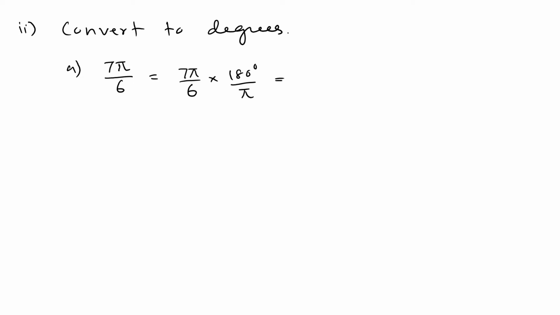Now we can do cancellation. You can cancel pi, and also 6 cancels with 180, there are 30 of them. So that means we have 7 times 30, which is 210.